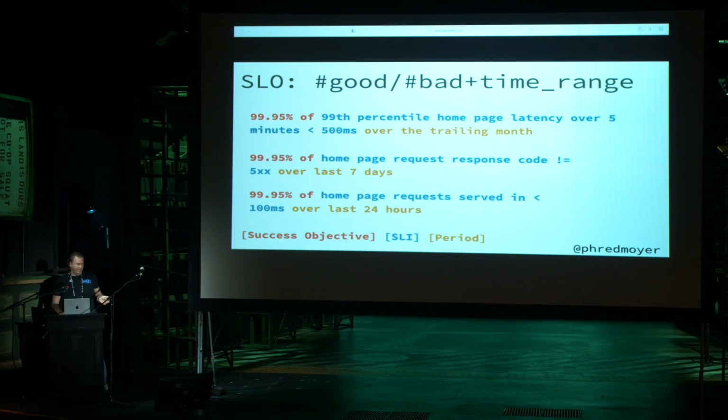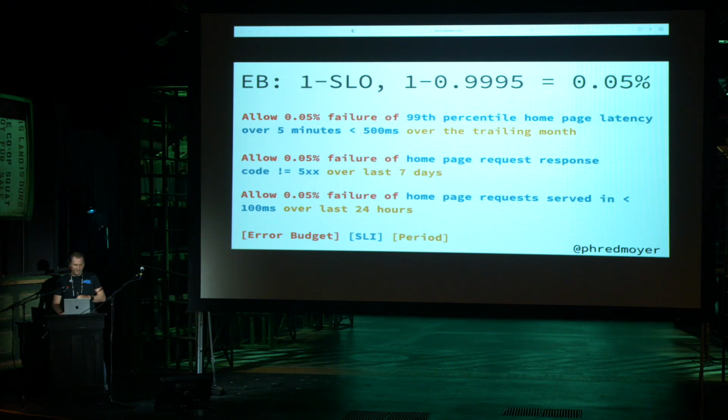And then how do you get an error budget from an SLO? Well, you just subtract the SLO from 1, subtract the success objective. So in this case, if I'm going for 99.95%, my error budget will be 0.05% of requests. And in this case, when I have 0.05% of requests that have not met that criteria, my error budget is considered exhausted, which is also known as an SLO breach.